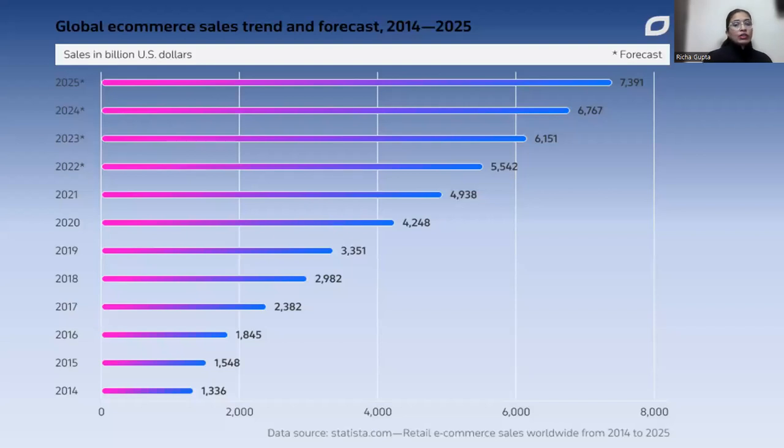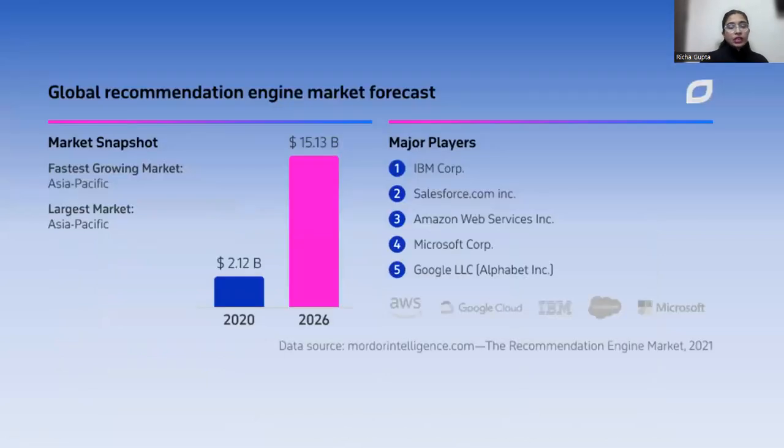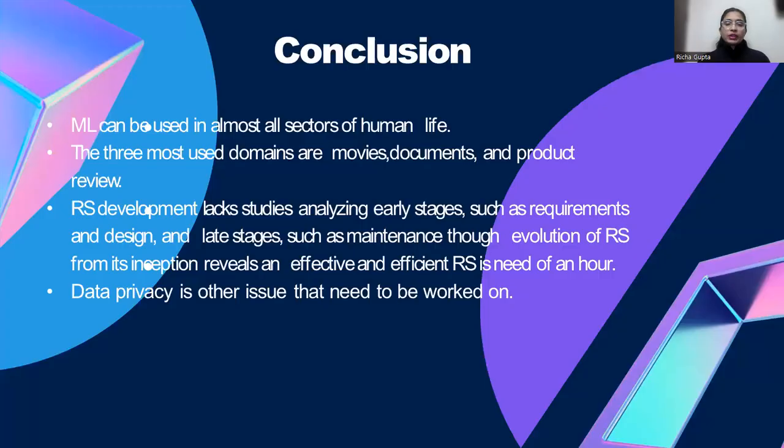This is a small global economic chart, which not only tells us how the economy has taken a boon, but also predicts the future, how it will move ahead till 2025 with the help of recommendation systems on various online stores. It's going to be like 7,391 billion US dollars that this recommendation system business will make on various e-commerce sites. These are the major players which would contribute to the recommendation engine, and Asia Pacific is the fastest growing place, with predictions by 2026 of how much revenue can be created by these major players.